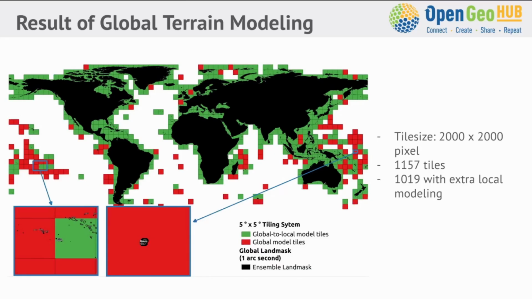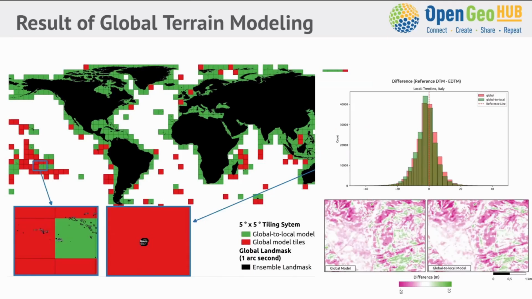But the green one is that we have sufficient lidar samples that when the global model has been trained and tries to predict in the global tile, we can add more samples to make the prediction more accurate. And this is the result we found in our research.